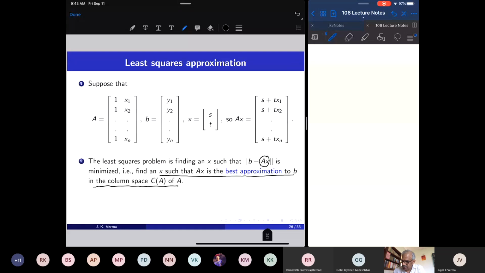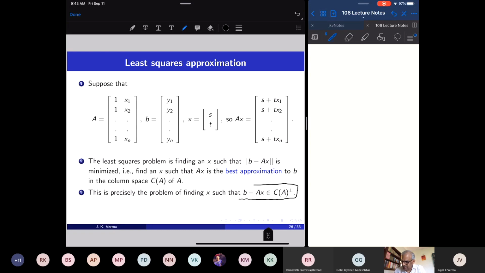And this is possible if B minus Ax is perpendicular to the column space of A. So we take the orthogonal projection of B in the column space, and suppose that is Ax, then B minus Ax will be perpendicular to the column space. This is precisely this problem. Minimizing the error means B minus Ax should belong to the perpendicular space of the column space.